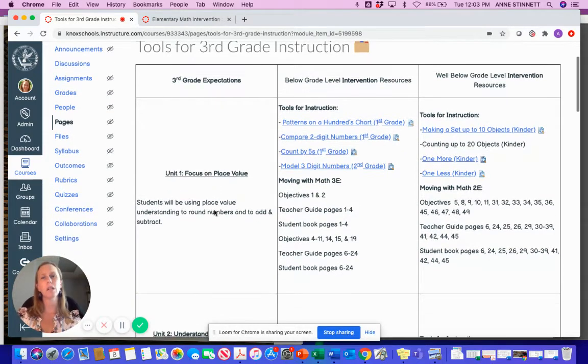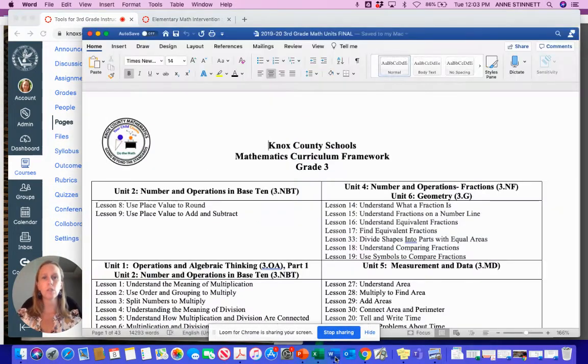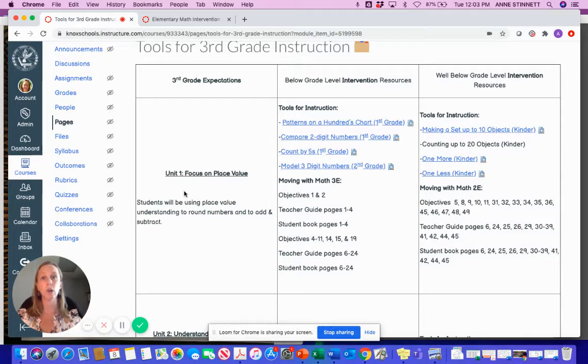In this document, it says Unit 1. Just a little caveat, the actual curriculum for third grade starts with Unit 2 in the book, so the numbers might not match exactly. Just know that in this Canvas course for intervention, the numbers are in chronological order. They may not look the same as the curriculum. What we have here are all of the resources available for students who need work with place value.